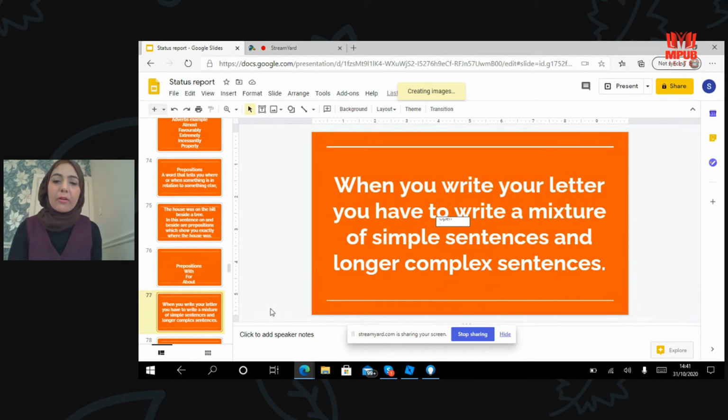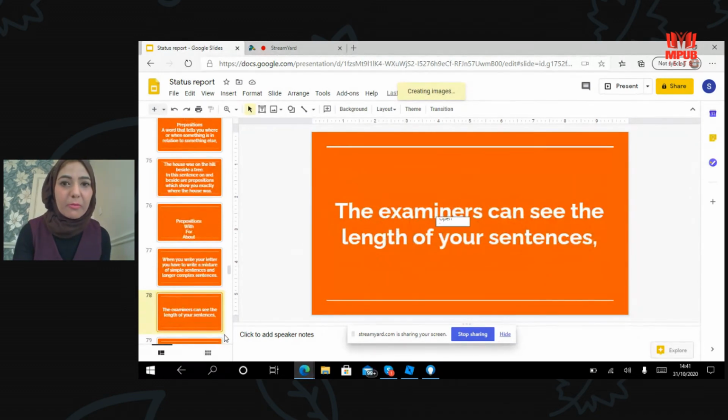So when you write your letter, you have to write a mixture. You want a mixture of simple sentences and then some longer, complex sentences. So you don't want a letter of just simple sentences, and you don't want a letter full of long, complex sentences. What you want is a variety, so the examiners can see the length of your sentences.